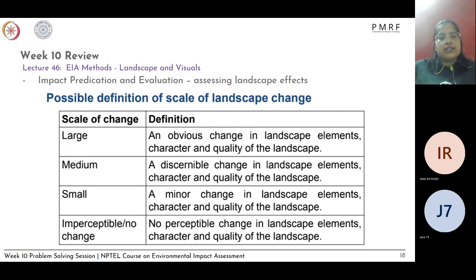Then the medium scale of change is when you have a discernible change in the landscape element. That is, you can see that there's a change occurring, but it is not a very obvious change. And then the small change is when you have a minor change in the landscape element or characteristics or the quality of the landscape, and imperceptible or no change is when you do not see any change in the landscape elements, character or quality of the landscape.